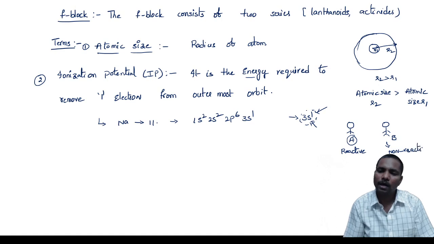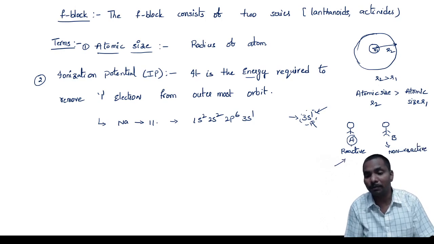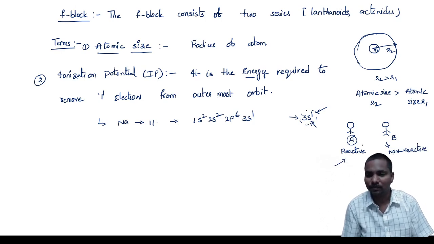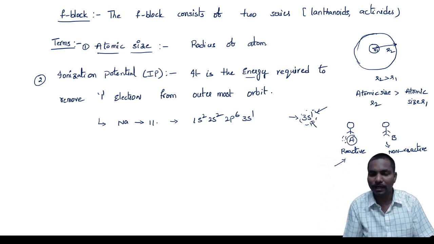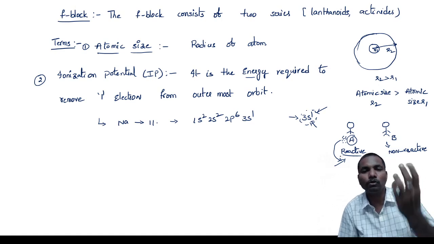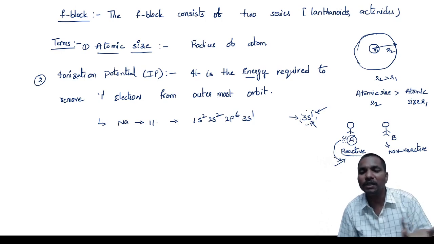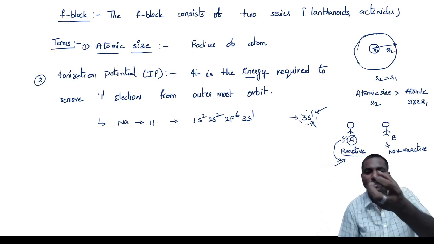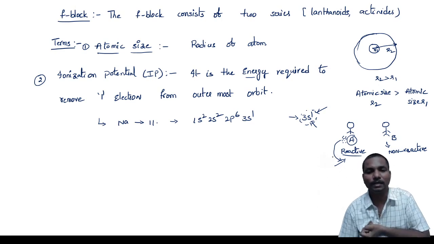Now it is very easy to take one chocolate from person A. Am I correct? He has so many chocolates. It is very easy to take one chocolate from person A. Why? Because he is very reactive, that means a very friendly nature. He is ready to make friendship with anyone. So that's why we can easily take one chocolate from him.